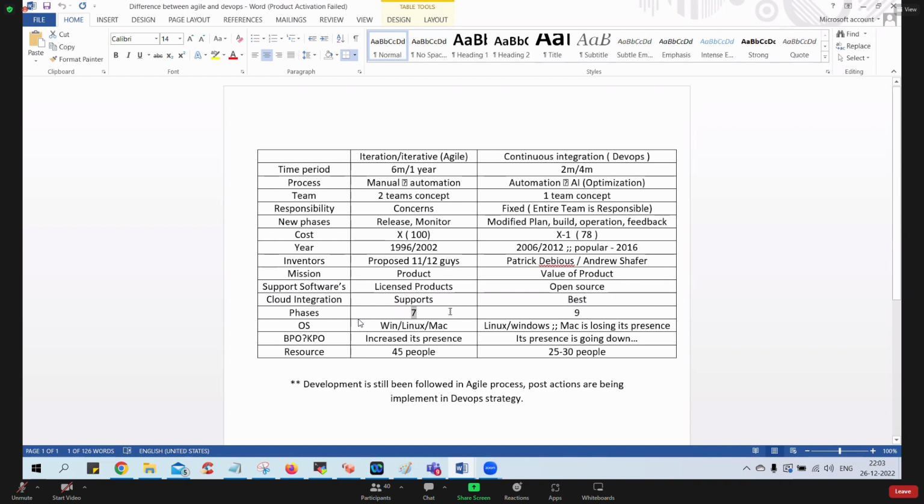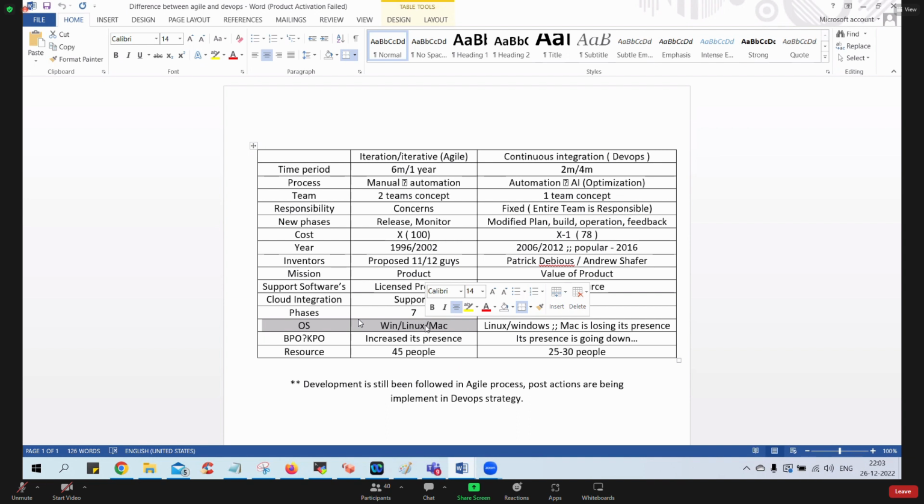And phases, there are 7 phases here, and we have 9 phases. One more interesting point. In the Agile era, Windows, Linux, and Mac all had equal weightage. They used to grow a lot in the market. Now, see, in DevOps, reverse engineering is going on. In DevOps, Mac has lost relevance. Mac operating systems are losing their market, and Linux operating systems are gaining their markets, and Windows is somewhat stagnant. I'm telling you, after 40 or 50 years from now, you'll see that Windows will also look like Mac only. They'll start losing their relevance.